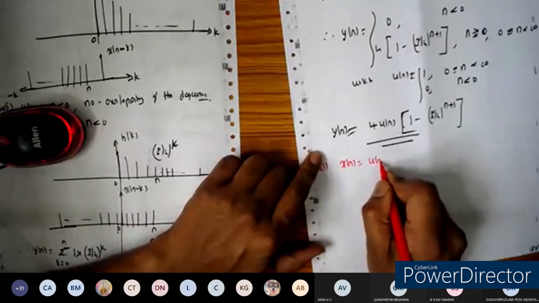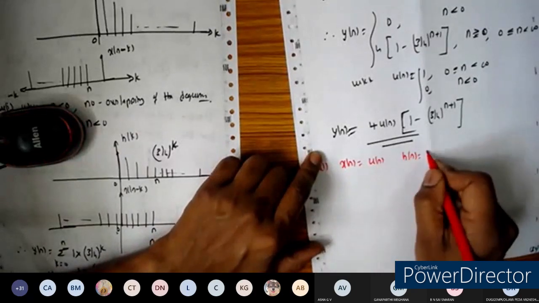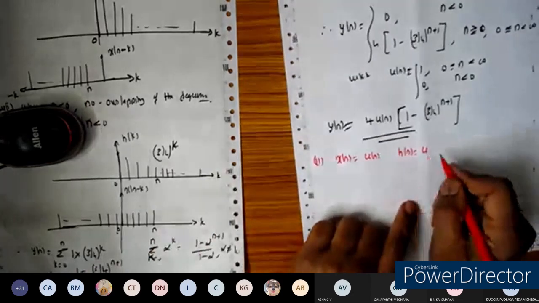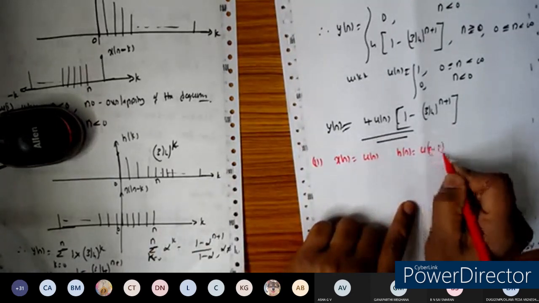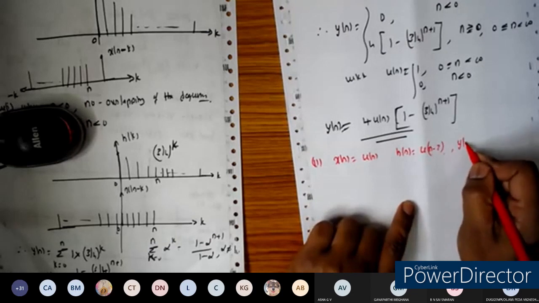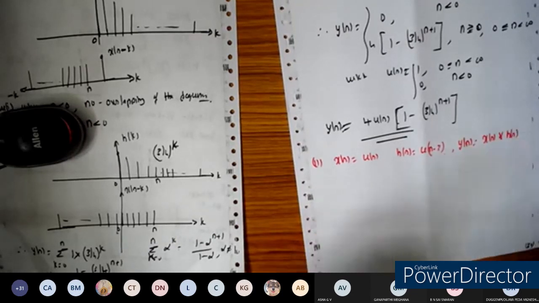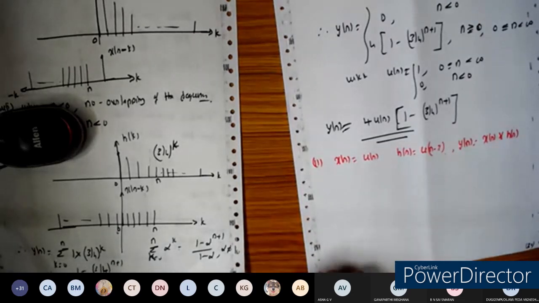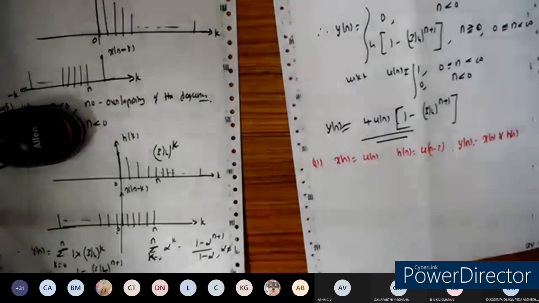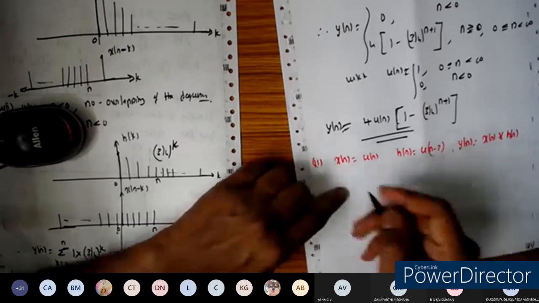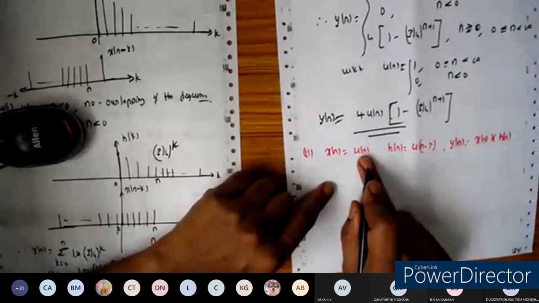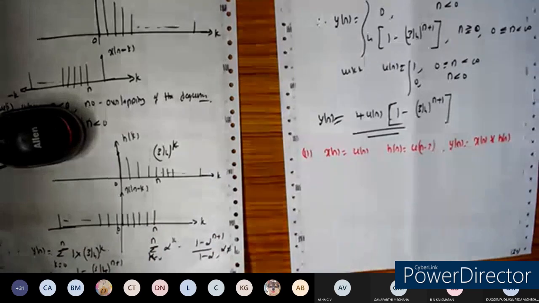x of n is equal to u of n and h of n is equal to u of n minus 3. Find y of n is equal to x of n convolution with h of n. Find the convolution of this one. So now let us write the convolution formula. Among these two, this one is the simplest one here. So we can write the formula.